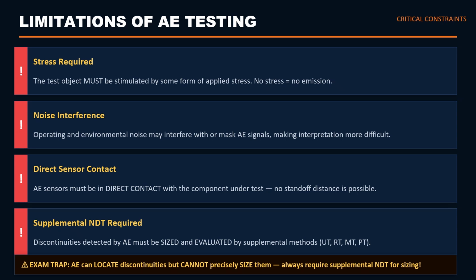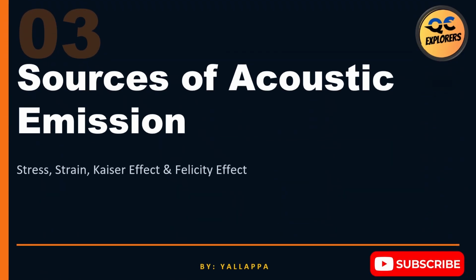But the most important limitation is this: AE can detect and locate active damage, but it cannot precisely size the defect. And this is why supplemental NDT methods like UT are required afterward. Very important exam point. All right, now let's understand where acoustic emissions actually come from.